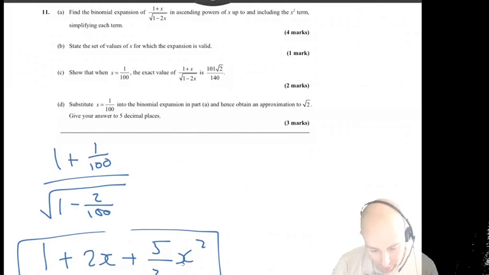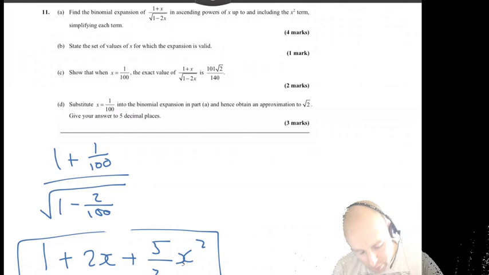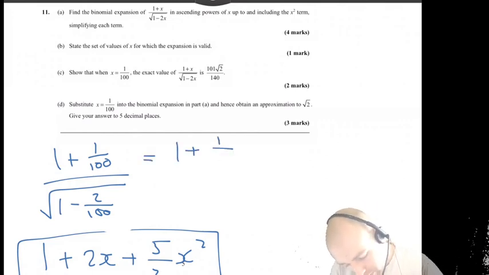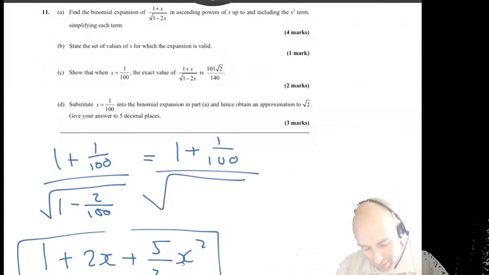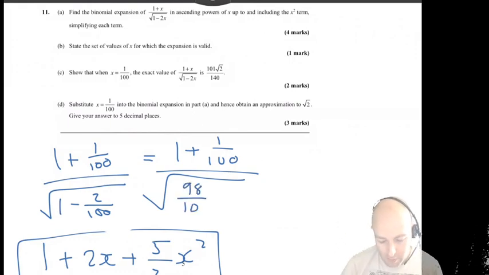What's the easiest way to go about this? Let's sort out the square root at the bottom first. So if I want to bring in a factor of, say, 100 into that. Well, no, let's do it properly. 1 plus 1 over 100 over the square root of 1 minus 2 over 100, which will leave us with 98 over 100.